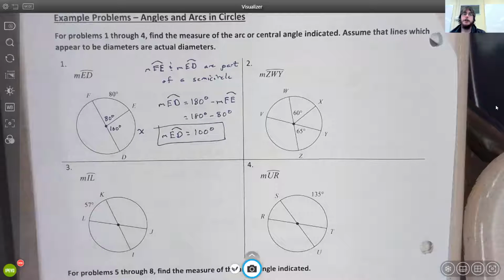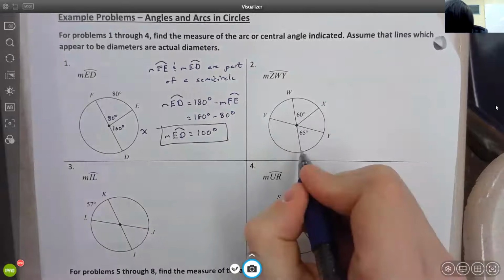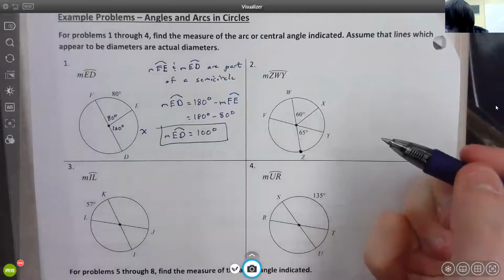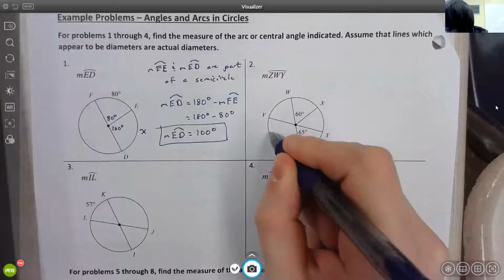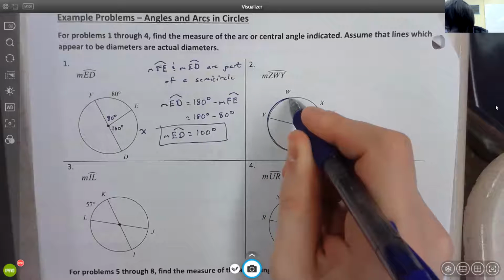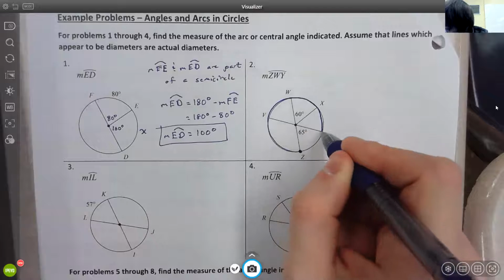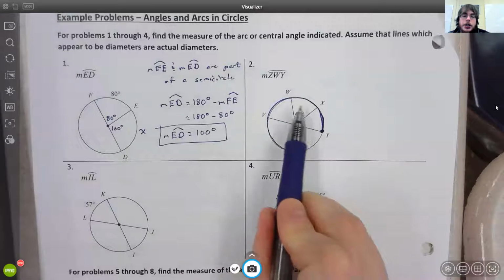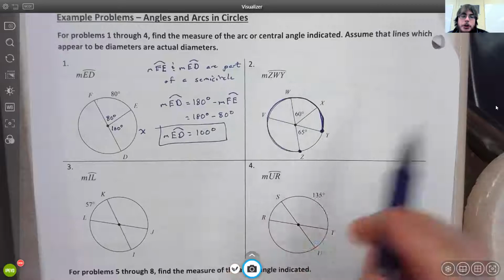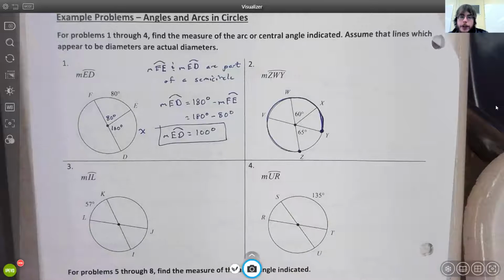Number 2 wants us to find the measure of arc ZWY. So if we start at Z, we need to go to W. So we need to go here first to the left. So W. And then we're going to keep going until we get to Y. So this blue outline here on the edge of the circle is the measure that we want to find. We want to find the degree measure of that arc.